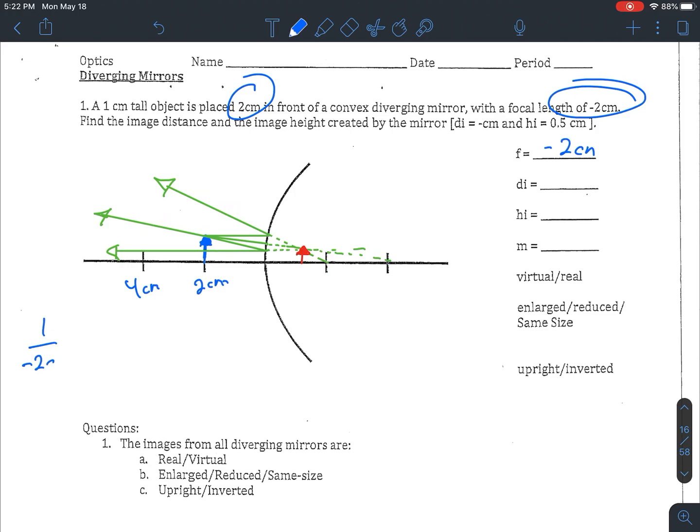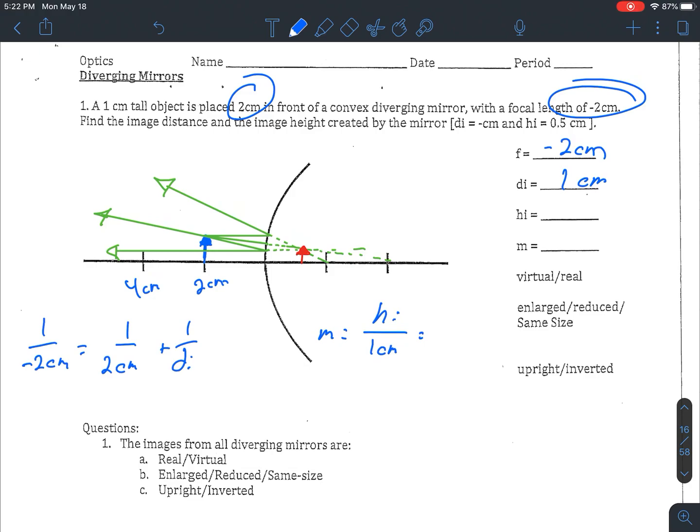So 1 over our -2 centimeters equals 1 over our 2 centimeter object distance, plus 1 over our image distance. Use our calculator, plug that in, and we get an image distance of 1 centimeter. Then our magnification equals h_i over h_o, which is also negative d_i over d_o, where we don't know our image height. We know our object height was 1 centimeter.